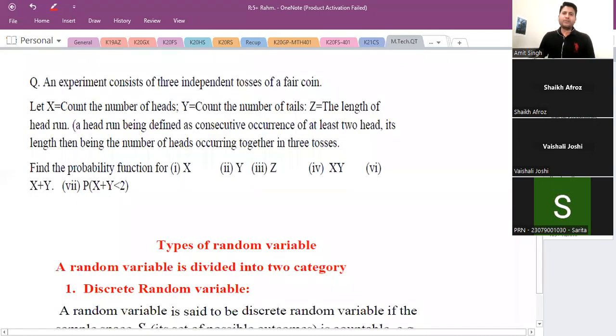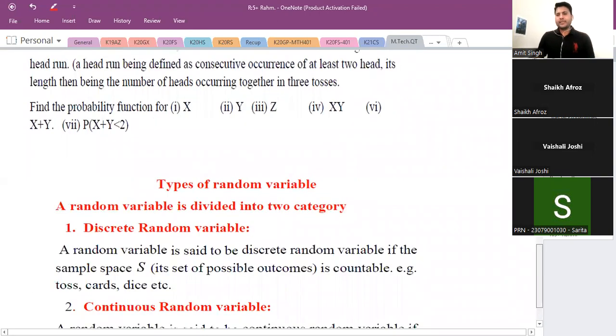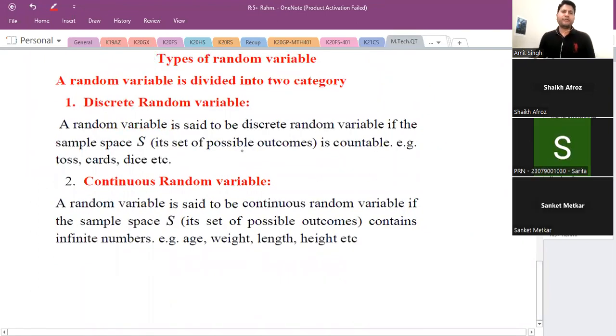Moving ahead, before taking one more example, there are two kinds of random variable. One is known as a discrete random variable, and the other is known as a continuous random variable. As the names indicate, a random variable is called a continuous random variable if its sample space has values in a continuous manner. They can be anything, not only integers.